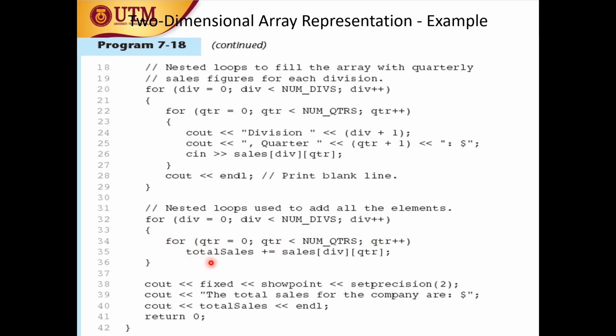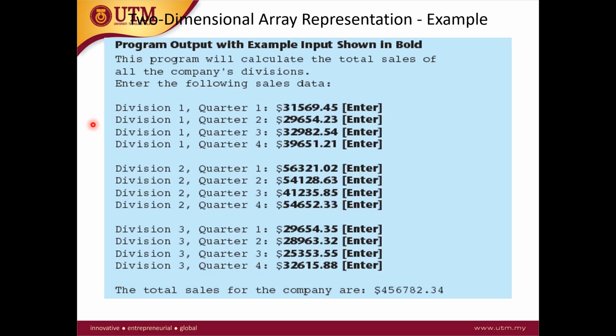Then the total sale equals the total sale, which was 0, plus this element, which is row 0 and column 0. Then the column is going to be 1, then 2, then 3. So all of them are going to be added together, and then we are going to print the total sale at the end. This is the output of the program.